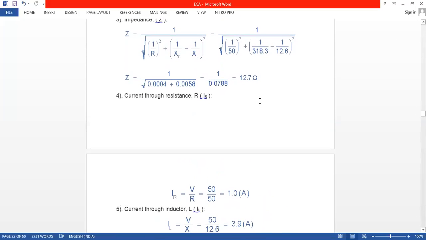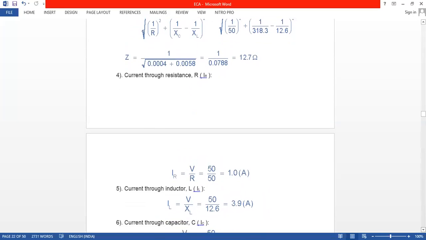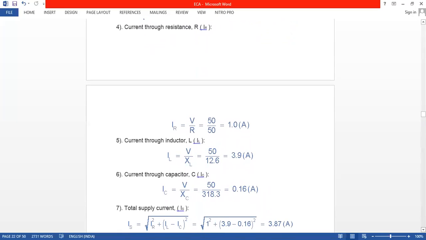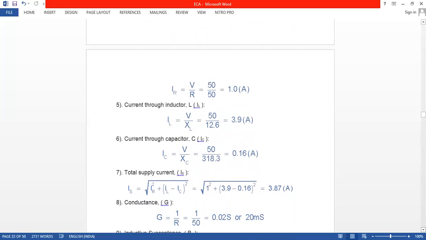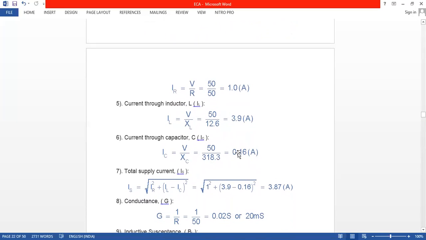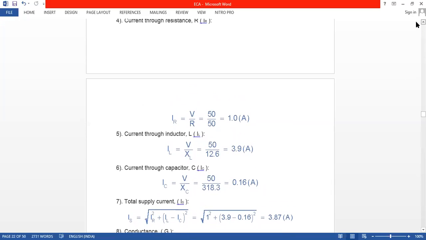3.937. Enter correctly. Yes, 50 by 12.7. How much are you getting? 3.937. Yes, 3.9. So here they have shown 3.87, which is approximately 3.9. So no need to do this method, if you are studying this one. Or directly, how to calculate the current, only one formula.